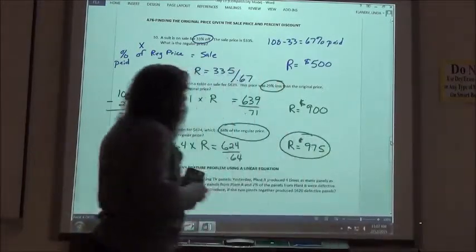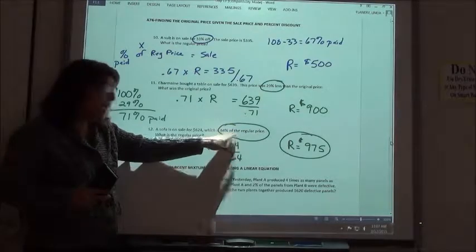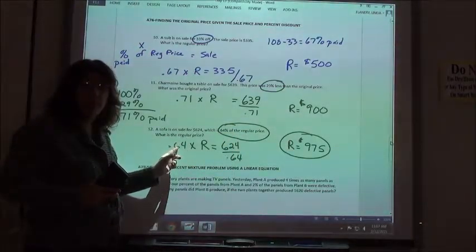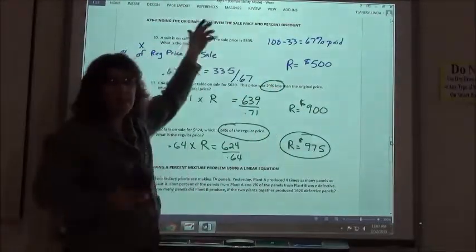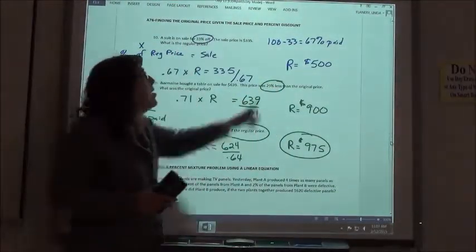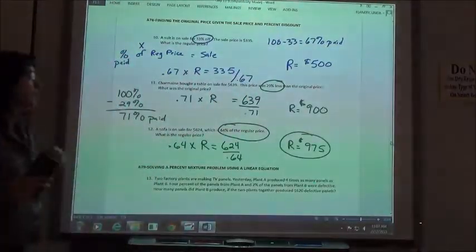So you have to pay attention on these ones. If it says of right after the percent, then you are going to use the percent that's listed. If it says less or off or that it's a discount or something like that, we have to subtract from 100 first and use the complement in order to solve our problem.